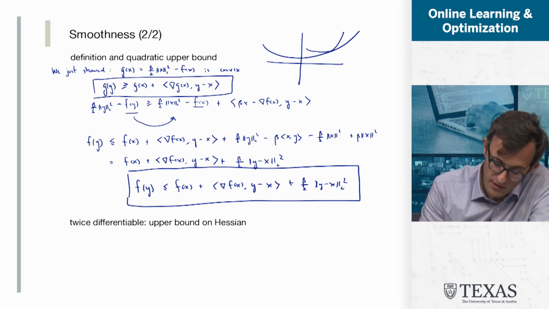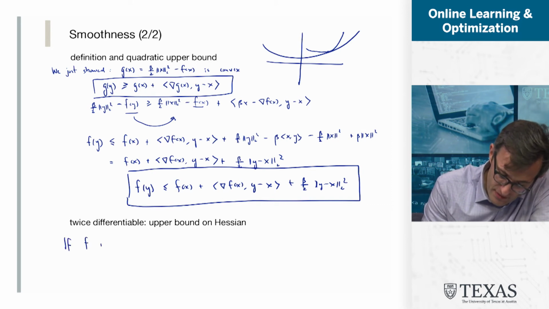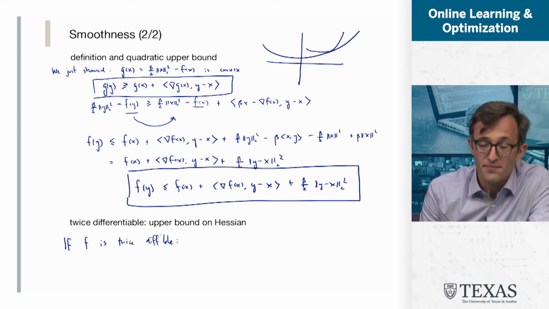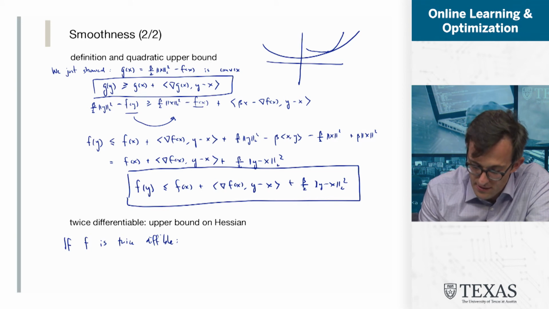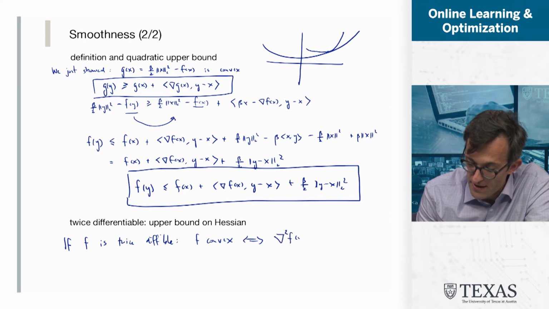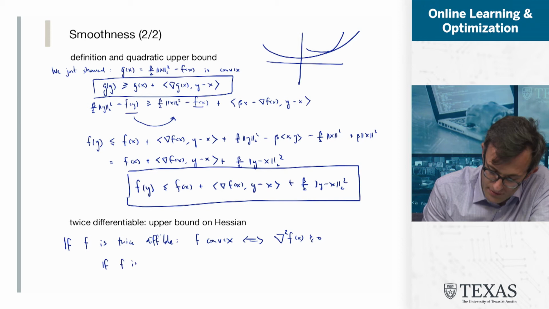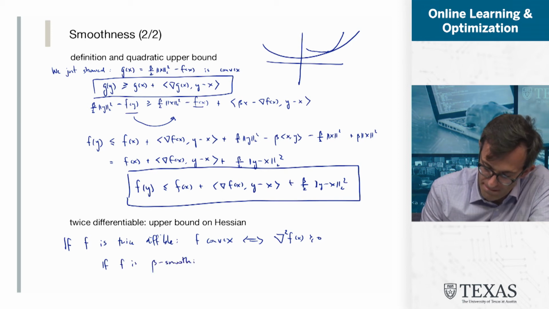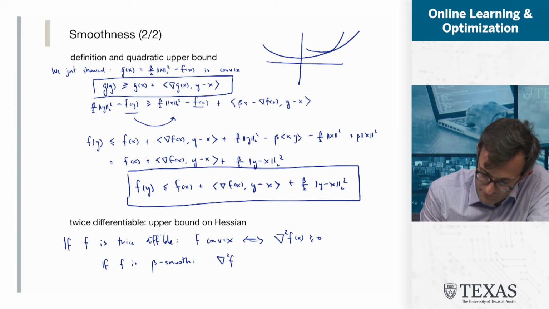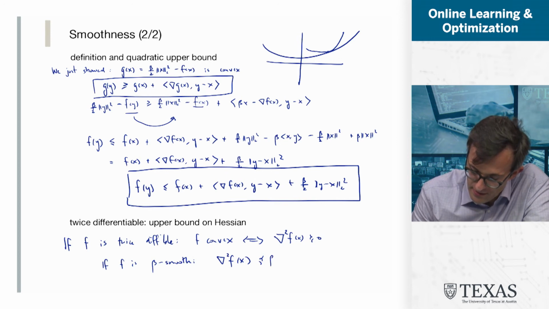One quick thing that's worth mentioning, if f is twice differentiable, recall that the definition of convexity tells me that the Hessian of f is positive semi-definite. But now, if in addition f is smooth, we have that this Hessian is upper bounded by beta times the identity.